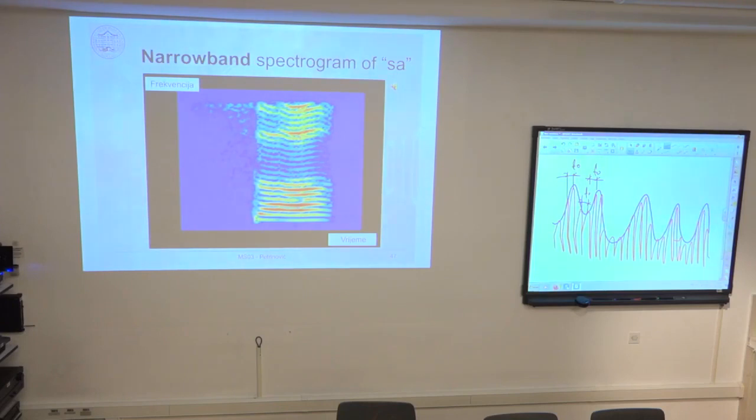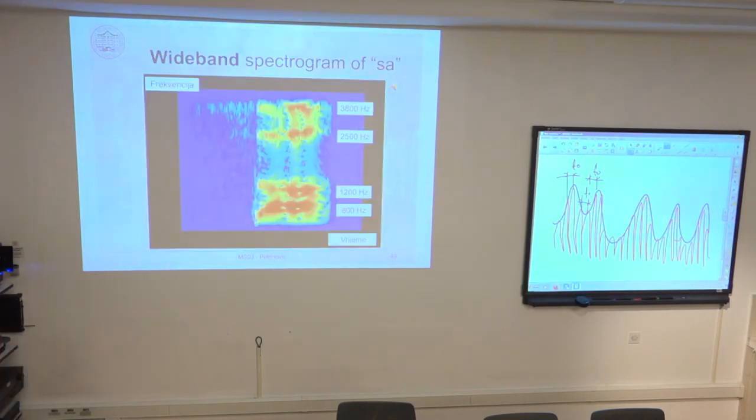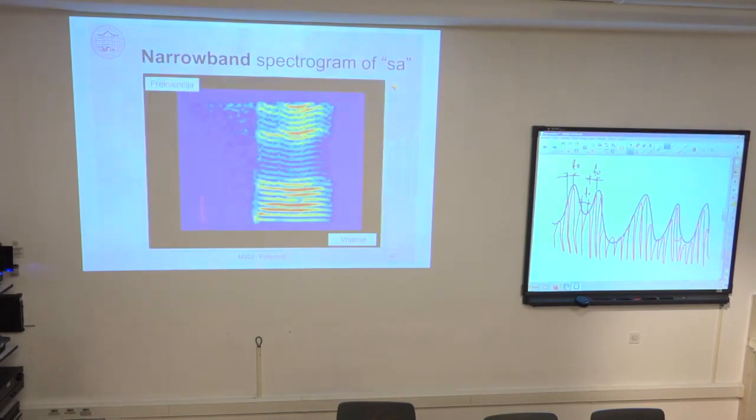This kind of spectrogram is called a narrowband spectrogram, in contrast to a wideband spectrogram. Wideband spectrogram of the same speech signal or short sentence, it is one word, sa. So this recording was two phonemes, s and then a. S, a. So you can first of all see that s doesn't have this harmonic structure. Why? Because we don't have periodic excitation of vocal folds for unvoiced sound s.